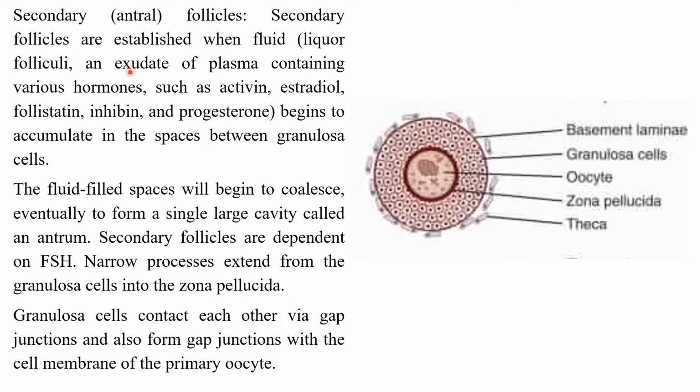The secondary follicles are dependent on FSH, that is follicle stimulating hormone, for their growth and development. Narrow processes extend from the granulosa cells into the zona pellucida. Granulosa cells contact each other via gap junctions and also form gap junctions with the cell membrane of the primary oocyte.